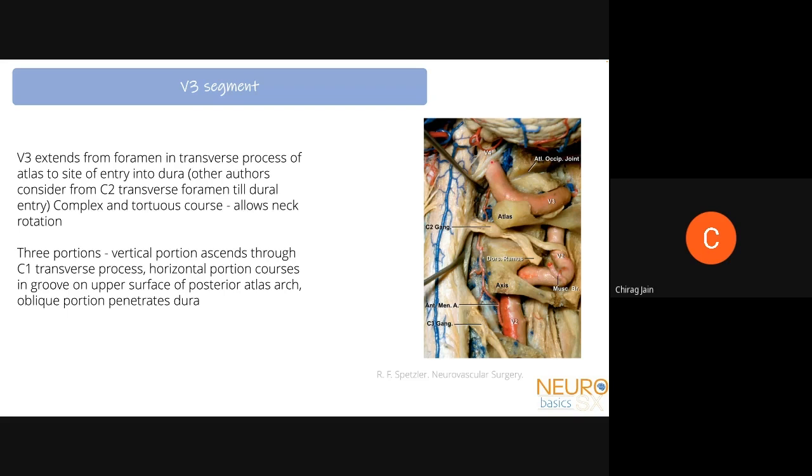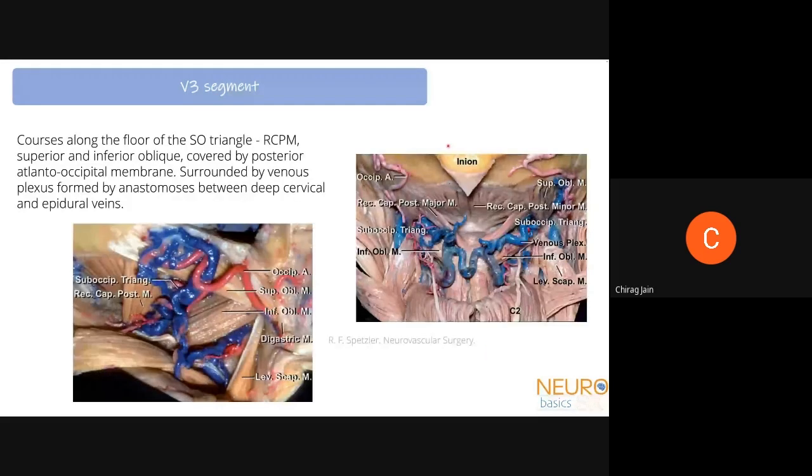The V3 segment also lies in a very important anatomical region that is known as the suboccipital triangle. The suboccipital triangle is formed by three main structures. One of these is the rectus capitis posterior major, as we can see over here. And the other two structures would be the inferior oblique muscle and the superior oblique muscle. The superior oblique muscle is going to be over here.